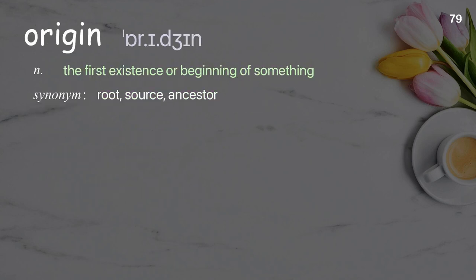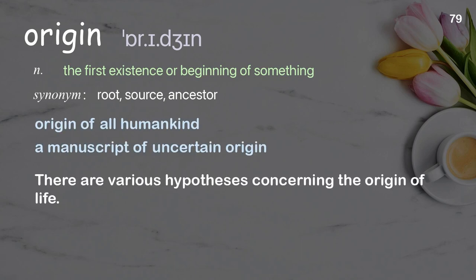Origin. The first existence or beginning of something. Examples. Origin of all humankind. A manuscript of uncertain origin. There are various hypotheses concerning the origin of life.